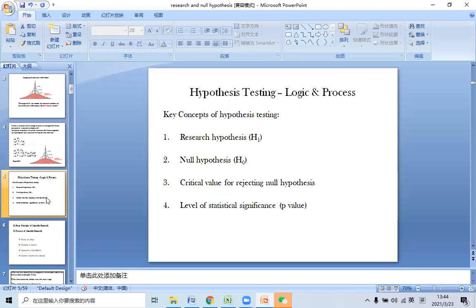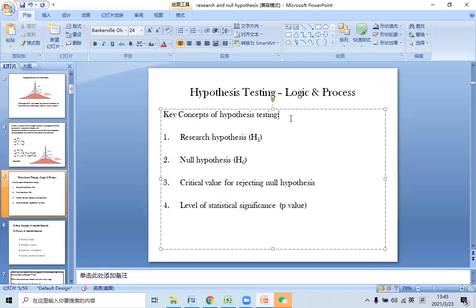Now let's look at hypothesis testing. The logic of hypothesis testing is very similar to what we do in a court of law. It's very much like a legal system. There are several key concepts we need to cover. Number 1 is the research hypothesis. Sometimes this is also called the alternative hypothesis. I like the term research hypothesis better, but sometimes it's also called the alternative hypothesis.